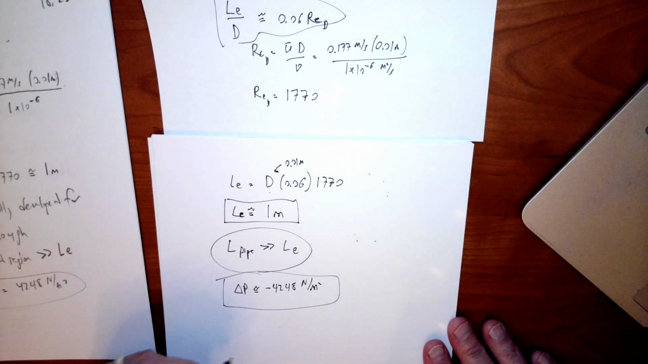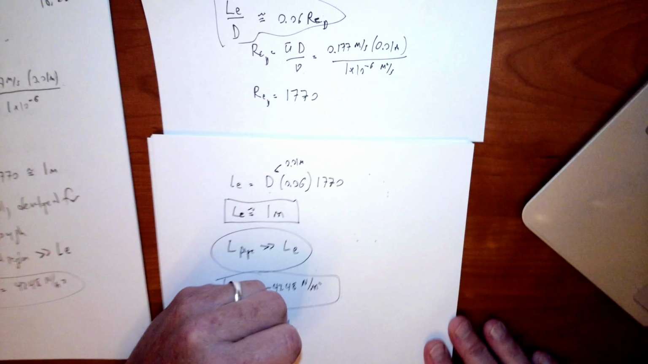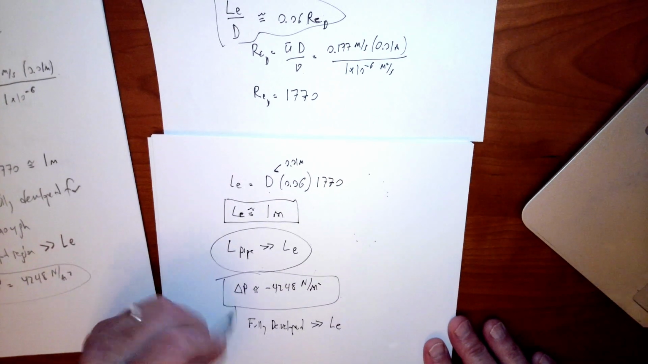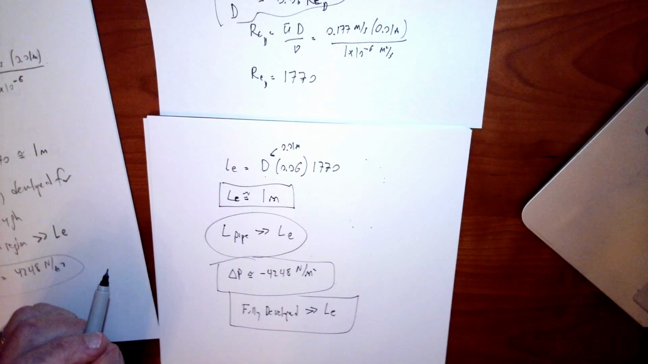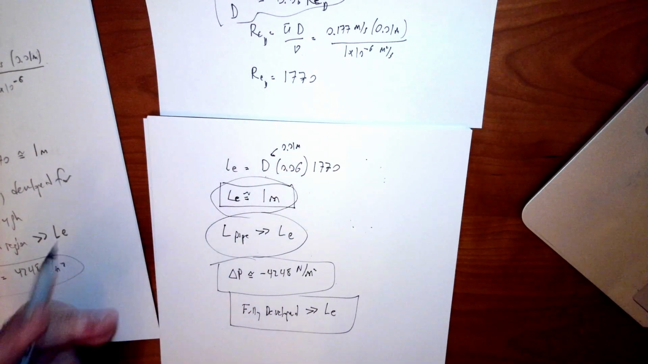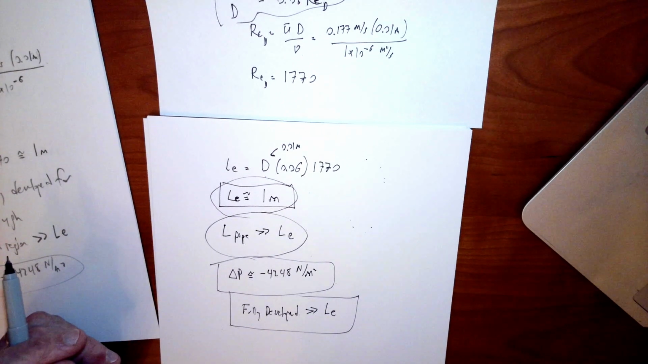To put it another way, the fully developed region is much, much greater than the entrance region. So I can treat the whole pipe as fully developed, or at least approximate it as such, because, as I said, I calculated the entrance length LE to be only 1 meter, and the whole pipe is 75 meters long, so 74 meters of pipe is fully developed and only 1 meter isn't.